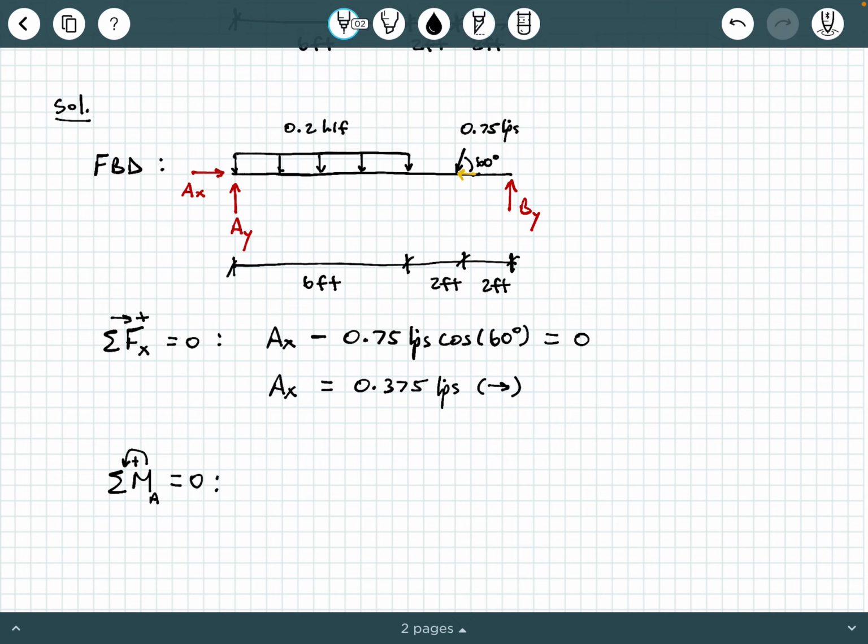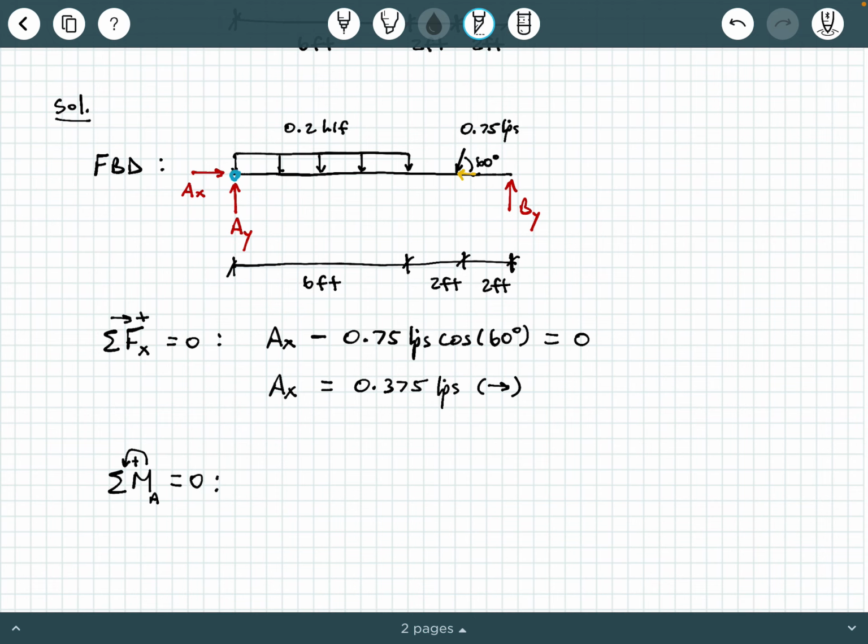So summing moments about A, I'm going to move left to right. First, AX and AY are not going to be in this equation. The reason is because they're acting at point A. So there is no perpendicular distance between those forces and the point A that we are taking the moments about.